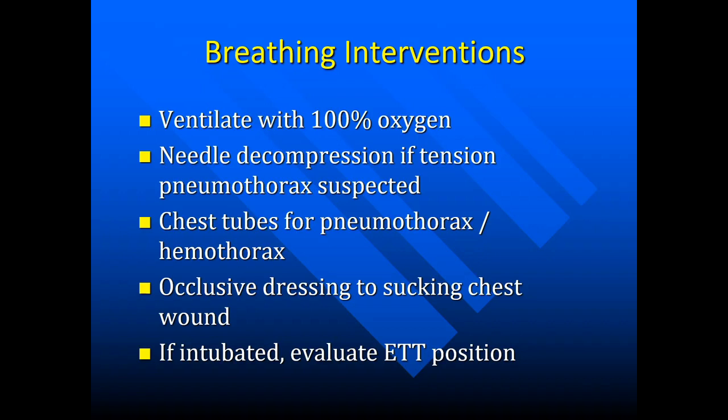There can be some associated chest problems, which we will discuss in chest trauma. One is pneumothorax, hemothorax, pneumohemothorax, cardiac tamponade, tension pneumothorax. These things can hamper the adequate ventilation of the patient.